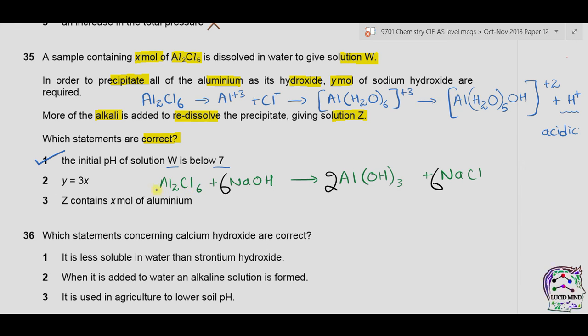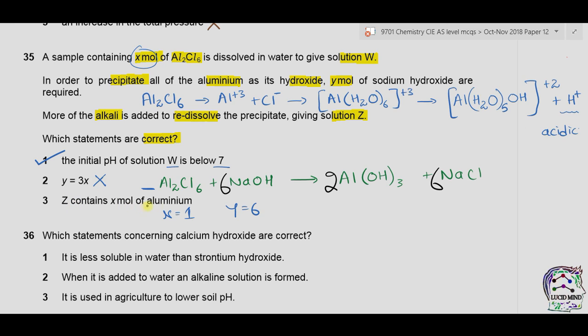Now in balanced equation we have 1 mole of aluminum chloride, which is X. So X equals 1. We have 6 moles of sodium hydroxide, which is Y. So Y equals 6 moles. So we can say that 2 is wrong because 6 does not equal to 3 into 1.